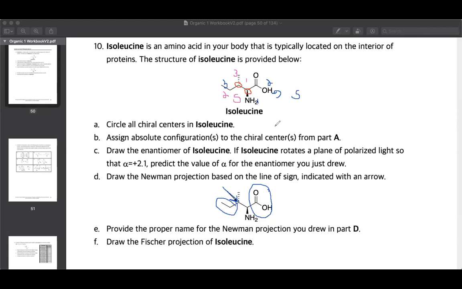So knowing what a chiral center is, knowing how to assign configuration, knowing what an enantiomer is, knowing what chiral centers do, meaning rotating light, knowing what a Newman projection is, knowing the names of Newman projections, and also knowing Fischer projections, okay? I feel like that's pretty much it. If you thought this question was easy, then you guys are chilling for your test, okay? Really. All right, let's keep going.